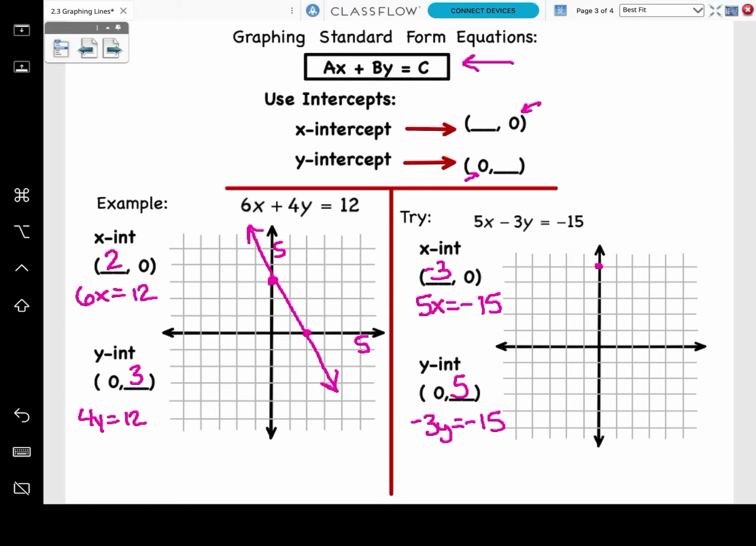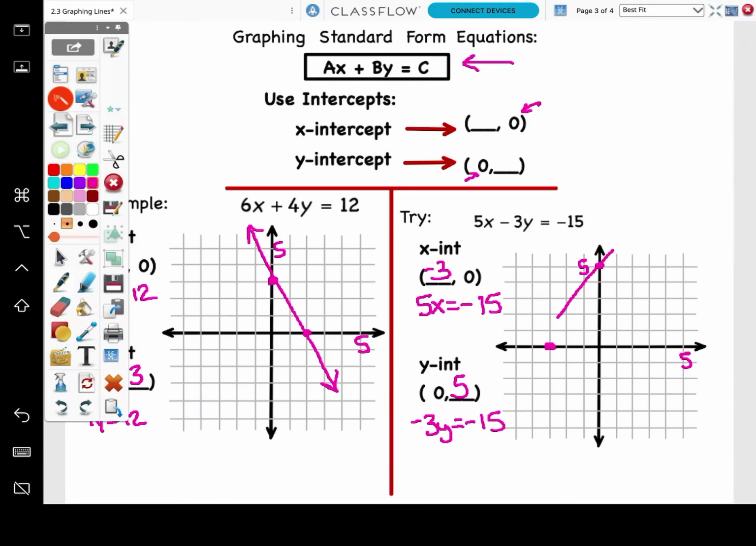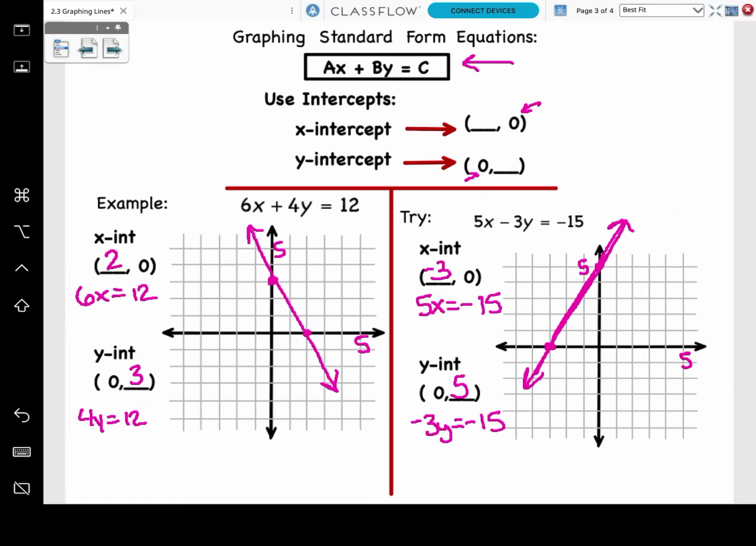So I'm going to plot my y-intercept up there, label it, and then negative 3 on the x-axis, and label that as well. And sketch in my line as straight as I can freehand it. All right. Did you get the same thing I did?